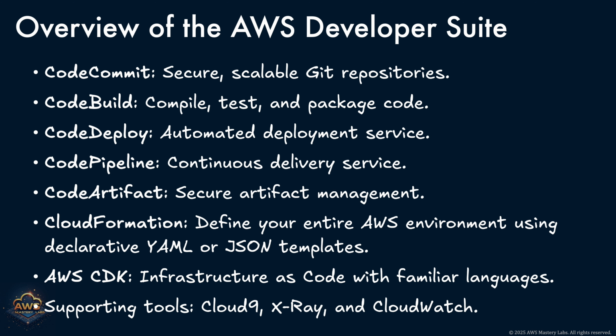Then there's the AWS Cloud Development Kit, or CDK. This powerful tool lets you define your cloud infrastructure using familiar programming languages like TypeScript, Python, Java, or .NET. Alongside CDK, AWS CloudFormation is another cornerstone of infrastructure as code, enabling you to define your entire AWS environment using declarative YAML or JSON templates, great for repeatable, consistent, and automated provisioning.